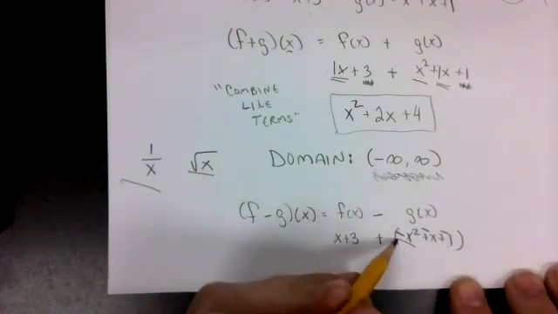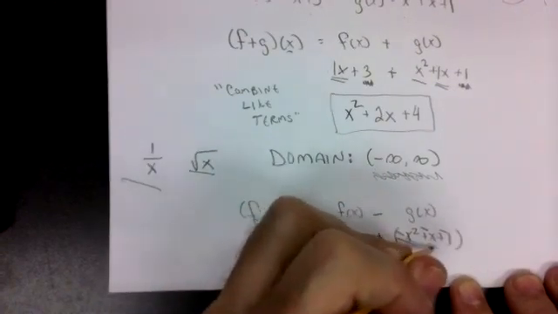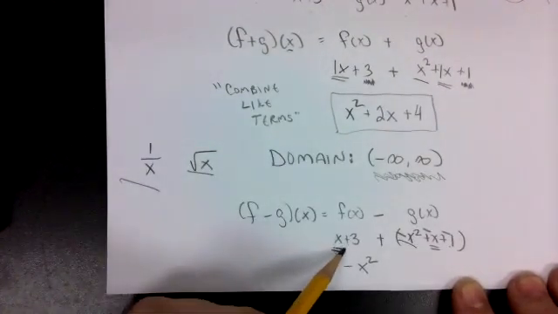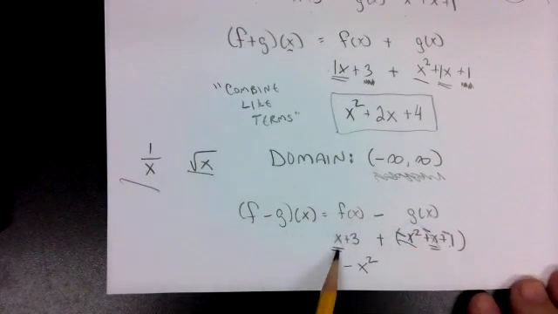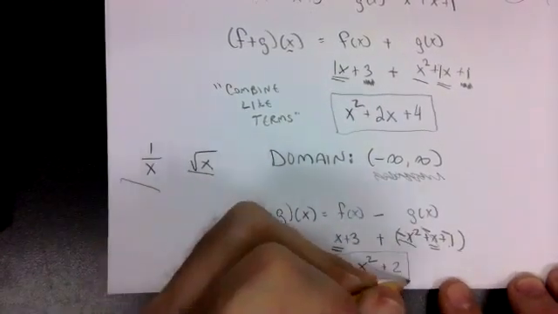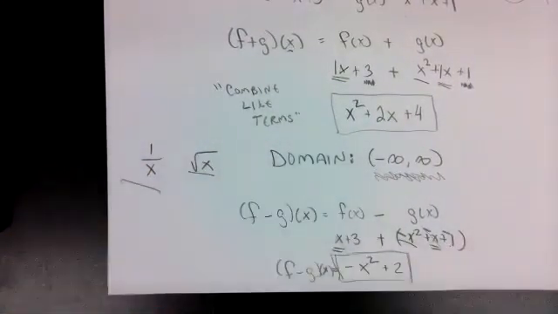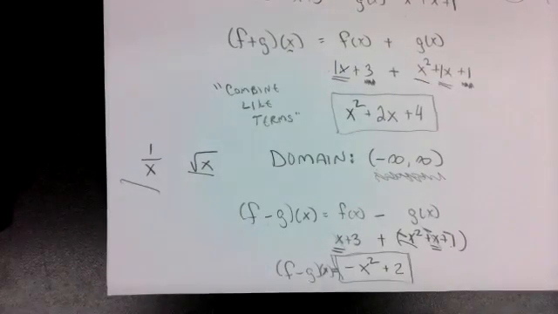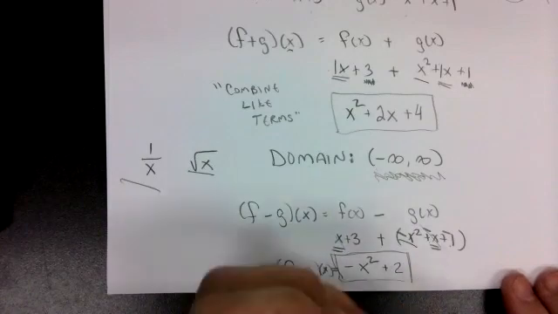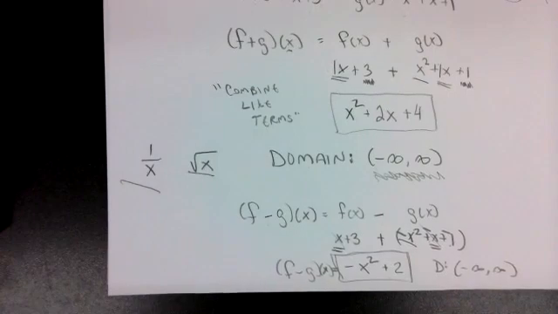So when we combine our like terms, we get a negative x squared. Here, our positive 1x and our negative 1x actually cancel each other out. They equal 0. Positive 1x, negative 1x is 0. And then positive 3 plus negative 1 is a positive 2. So this would be f minus g of x. And again, if they ask for the domain, it would be the same domain. The domain would be all real numbers. There's no limiter there.